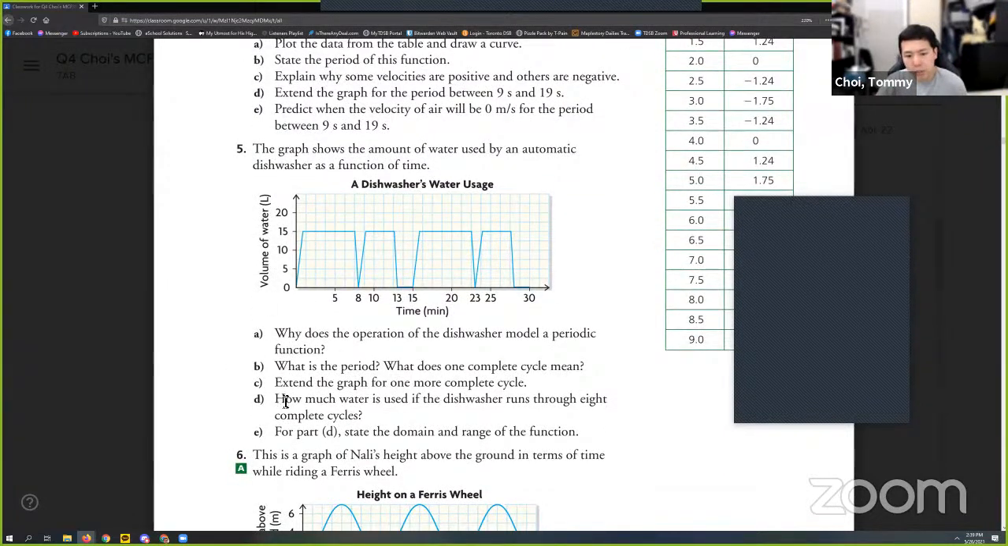For 5D, how much water is used if the dishwasher runs through 8 complete cycles? That's a very good question. How much water is used if the dishwasher runs through 8 complete cycles?